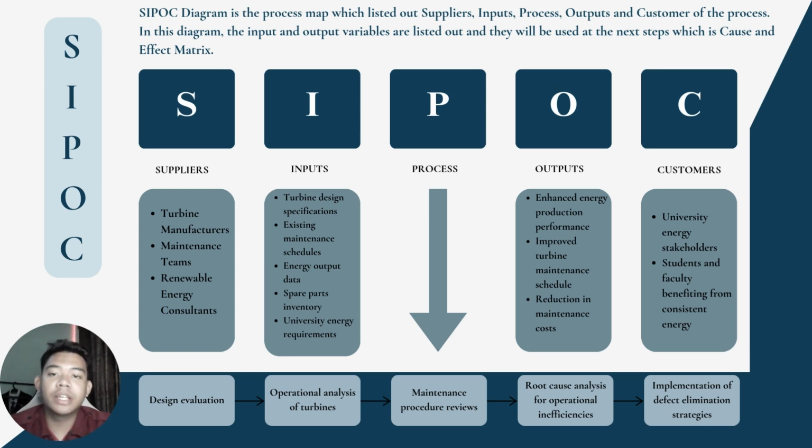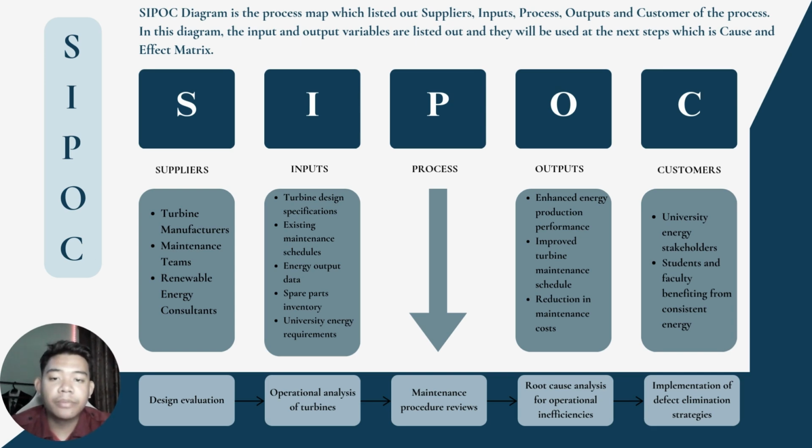The SIPOC diagram is the process map which lists out suppliers, input, process, output, and customer of the process. In this diagram, the input and output variables are listed out, and they will be used in the next step, which is the cause and effect matrix. Alright, for the suppliers in our group SIPOC, we have turbine manufacturing, maintenance team, and renewable energy consultant.